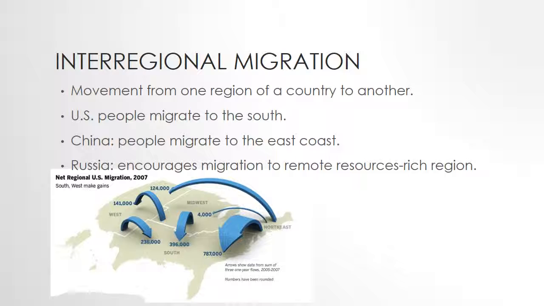In China, people migrate to the east coast where the factories are, so they can get a job there. In Russia, the government encourages migration to remote resource-rich regions by offering jobs in power plants, mining, and factories.